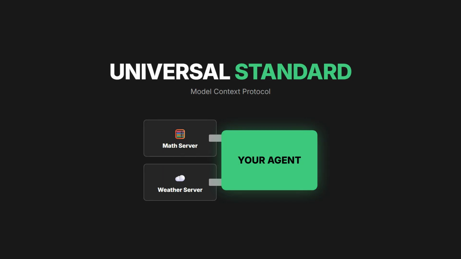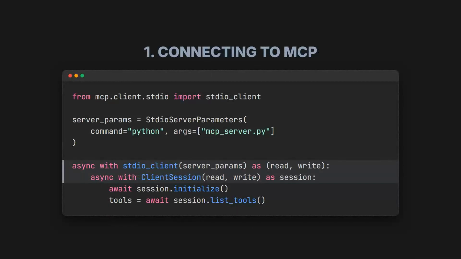without writing extra code. Finally, let's talk about scale. Defining Python functions in your script works for small bots, but what if you want to connect to a database, a Slack bot, and a file system, all built by different teams? You need MCP, the Model Context Protocol. It is like USB for AI tools.